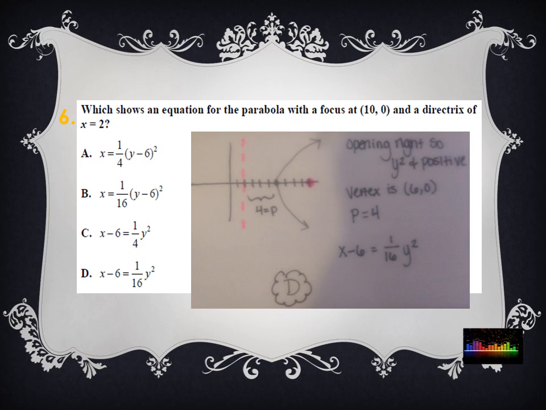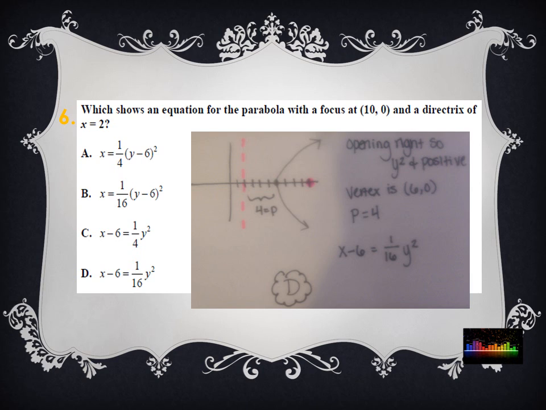For this one, it says, which shows an equation for the parabola with a focus at 10, 0, and a directrix of x equals 2. It helps if we graph it out. So we're going to graph our focus and our directrix. So where x is 2, we're going to draw a vertical line. And then at 10, 0, we're going to put a point. So now we have those two.